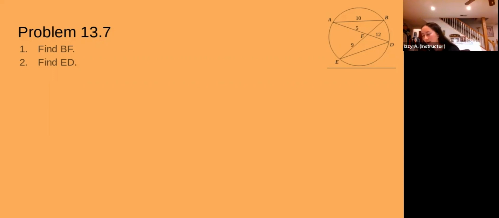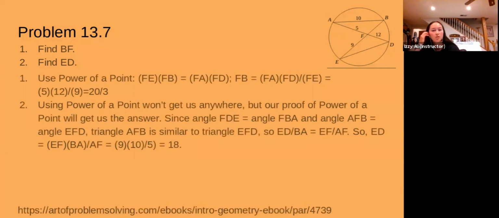Okay, we can go ahead and go over the answers. So the first one is pretty straightforward. We can use power of a point to figure out BF. So what you would have done is FE times FB is equal to FA times FD. And then you would have isolated FB and gotten FA times FD divided by FE. You plug in numbers, so you get 5 times 12 divided by 9, and you'd have gotten 20 divided by 3 as your final answer.